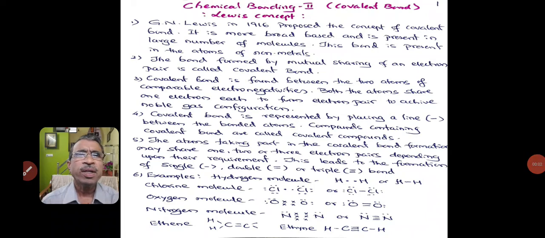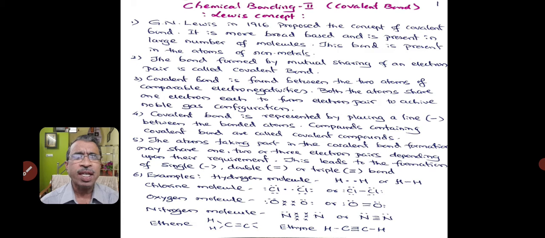Dear students, in the last class, we have studied about ionic bonding. Today, let us study the covalent bond and the various theories associated with the covalent bond. The first theory was proposed by Lewis, hence it is known as Lewis concept of covalent bond.